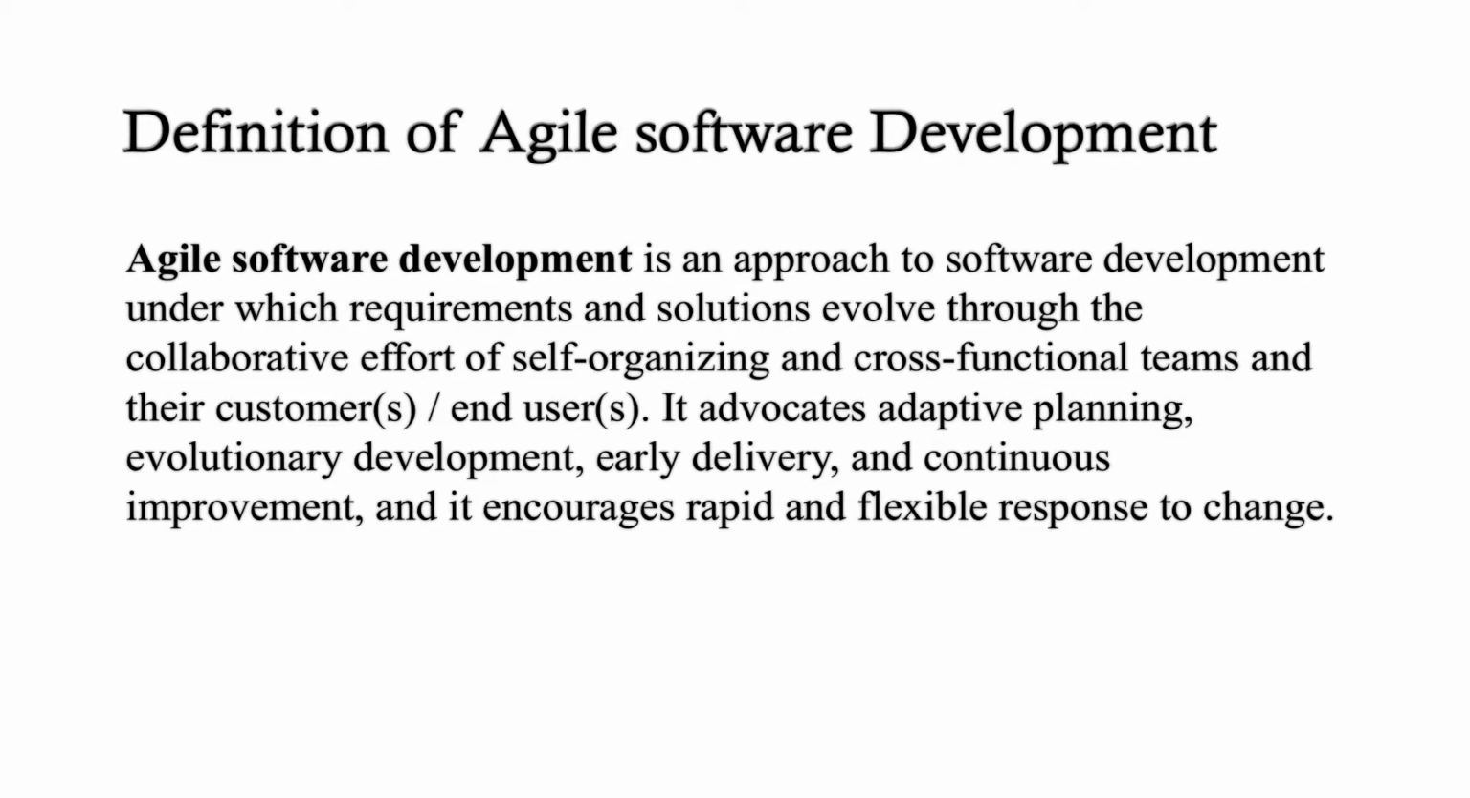Definition of Agile software development. Agile software development is an approach to software development under which requirements and solutions evolve through the collaborative effort of self-organizing and cross-functional teams and their customers, end users. It advocates adaptive planning, evolutionary development, early delivery, and continuous improvement, and it encourages rapid and flexible response to change.